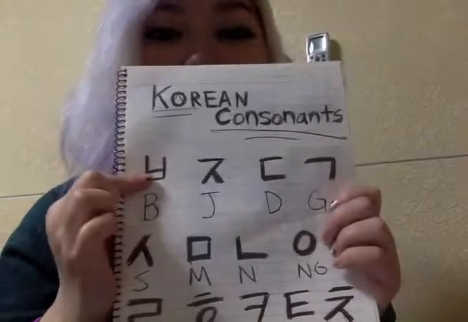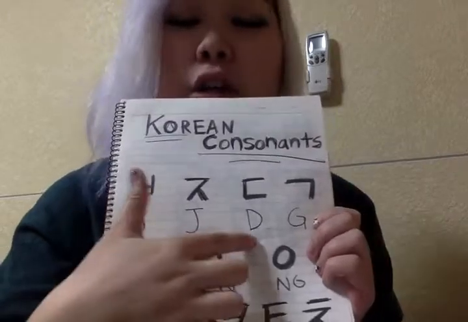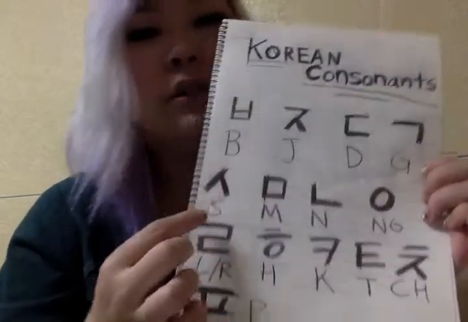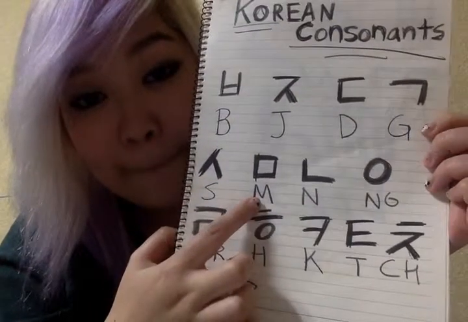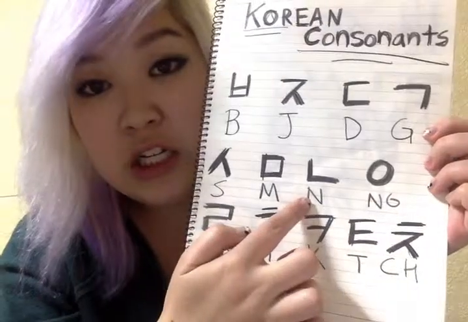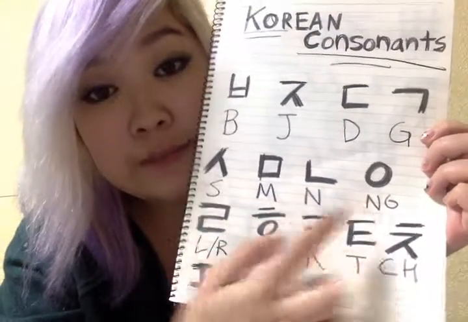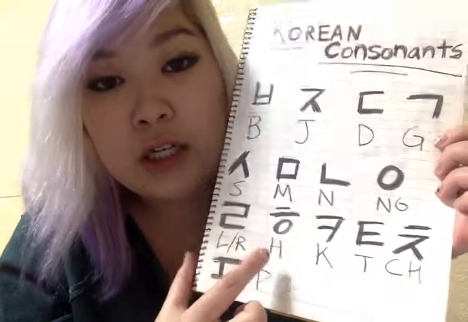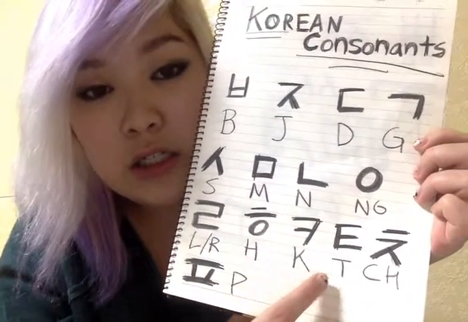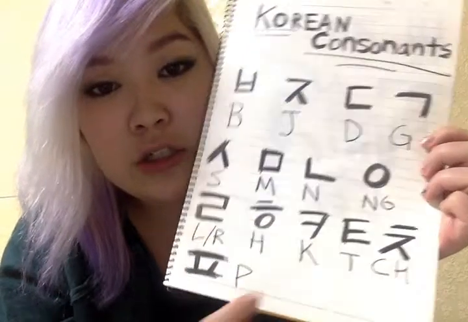So B, J, D, G, S, M, N, silent or NG, H, K, T, Ch, or P. So those are all the basic Korean consonants. And you might want to review those and practice them, and practice.